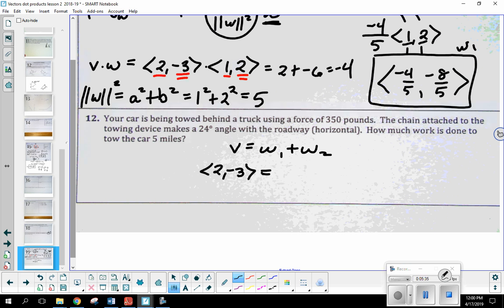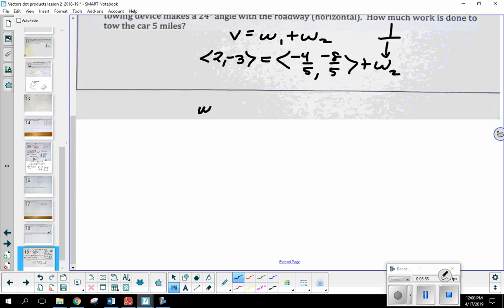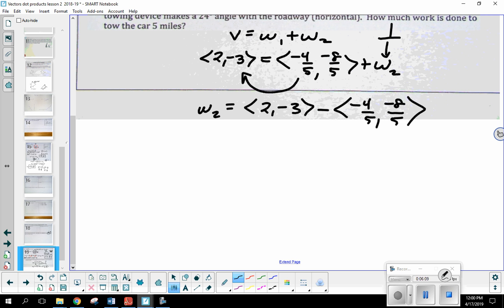W1 is the vector projection we just found. Okay, that's the formula. So I'm going to go ahead and say -4/5, -8/5 plus W2. W2 is that perpendicular one that we're looking for. So all I have to do is just rearrange this equation. Would everybody agree that W2 would equal 2, -3 minus -4/5, -8/5? See, all I did was just subtract that group over. So now a little bit of algebra and the problem is done.